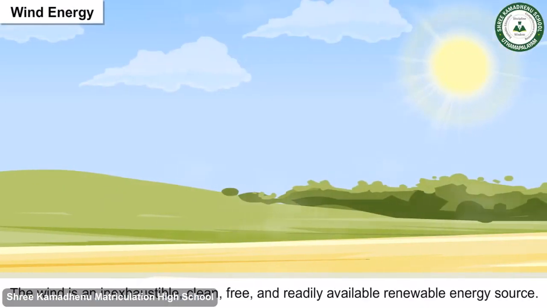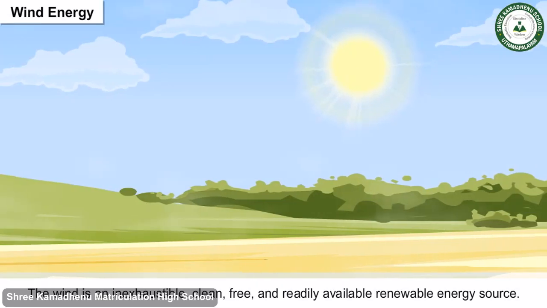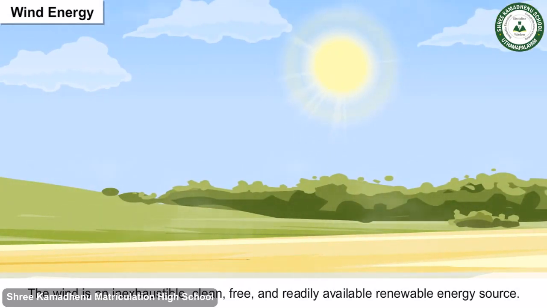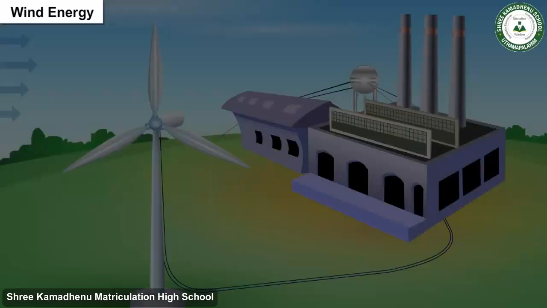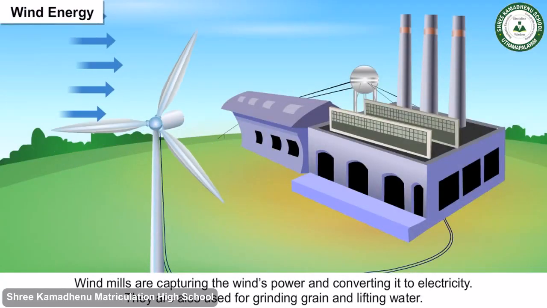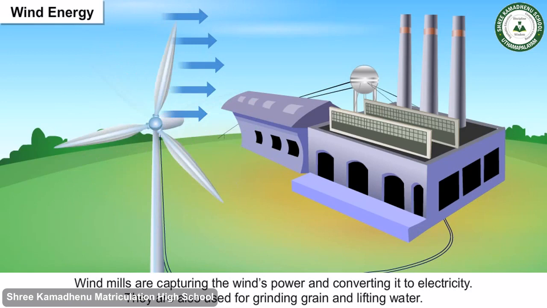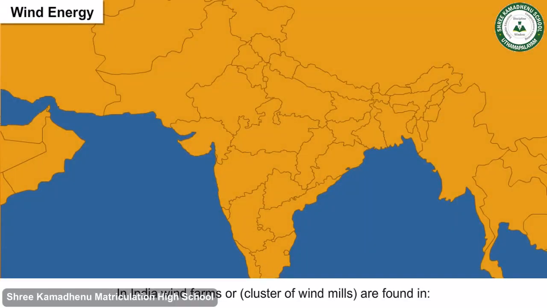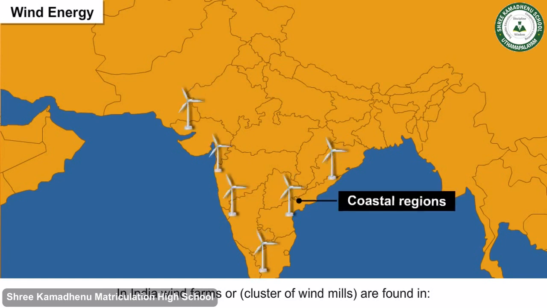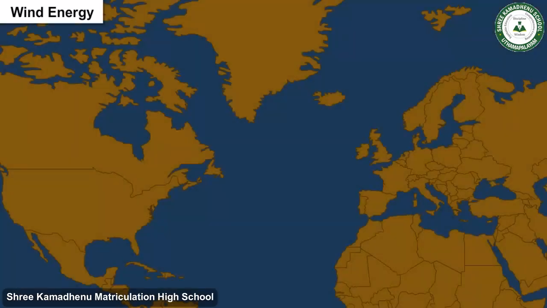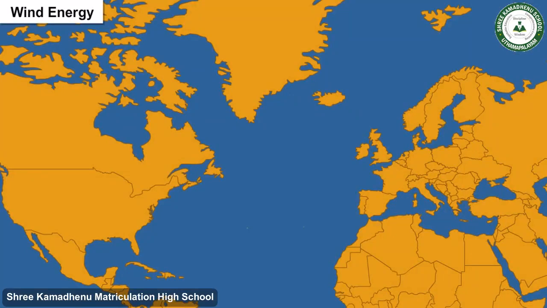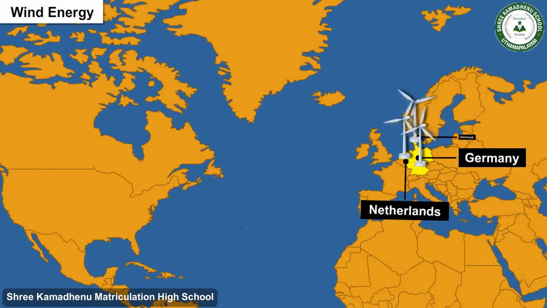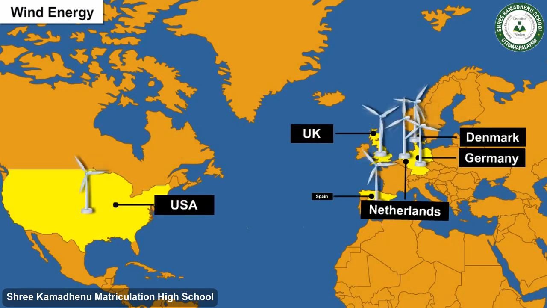Wind energy. The wind is an inexhaustible, clean, free, and readily available renewable energy source. Windmills capture the wind's power and convert it to electricity. They are also used for grinding grain and lifting water. In India, wind farms, or clusters of windmills, are found in coastal regions and mountain passes. In the world, wind farms are found in the Netherlands, Germany, Denmark, UK, USA, and Spain.